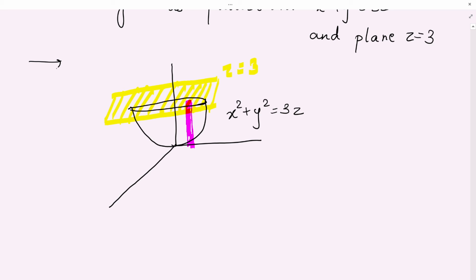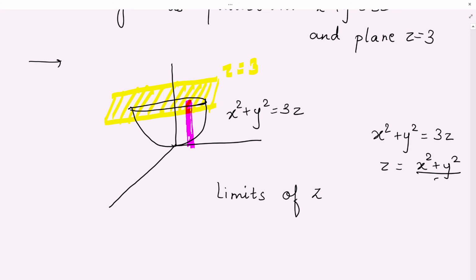So first we'll find the value of z, that is limits of z. Now you can see that limits of z, first it is touching the paraboloid. So from paraboloid, x square plus y square is equal to 3z. So value of z will be what? x square plus y square upon 3. So this will be my lower limit, and my upper limit, it is clear, 3. Okay, that is very sure, it is 3.